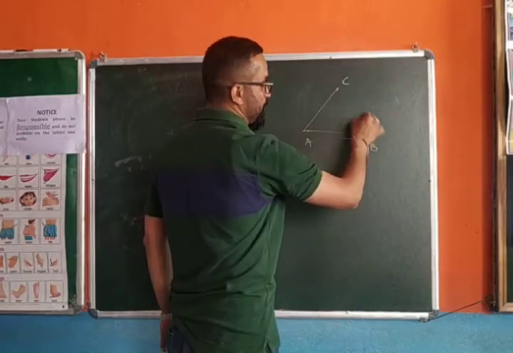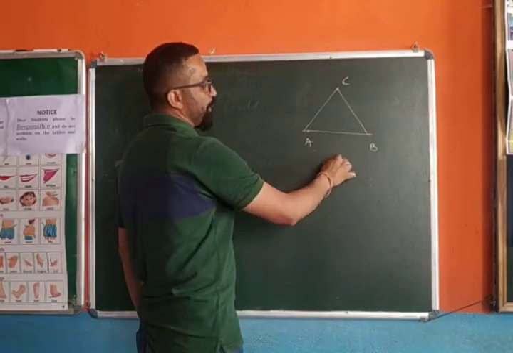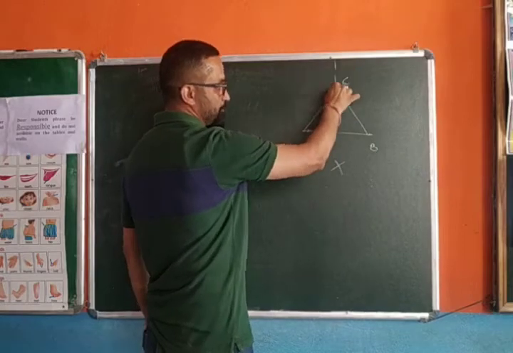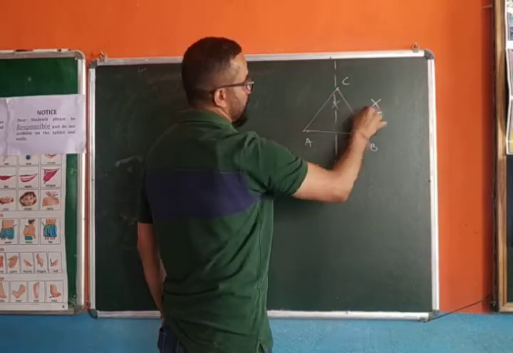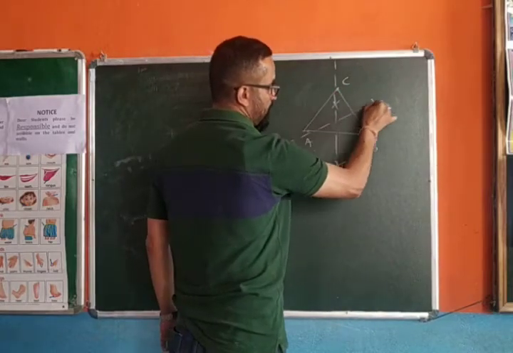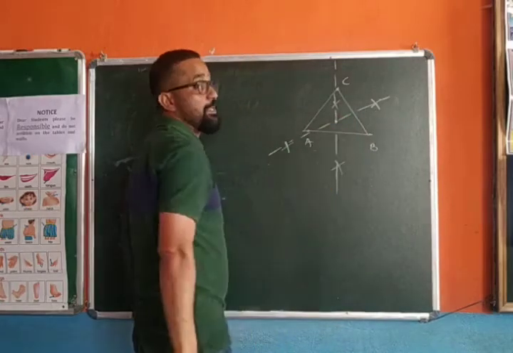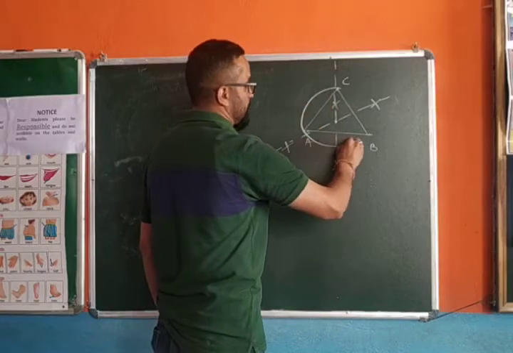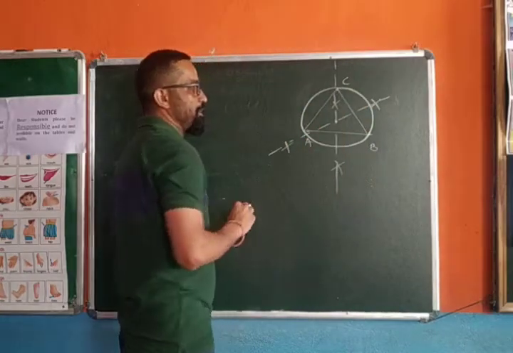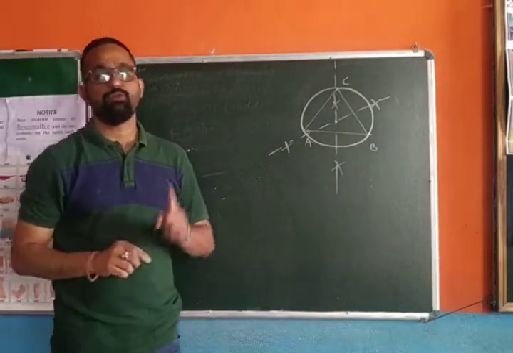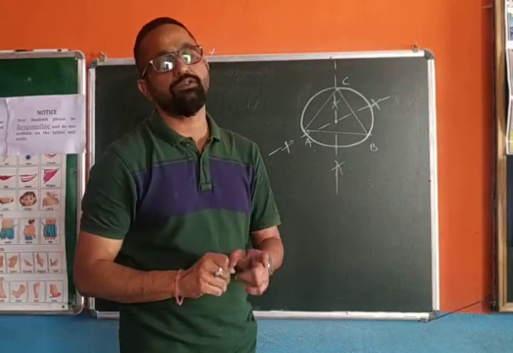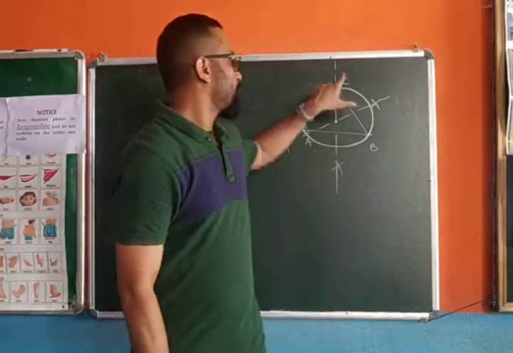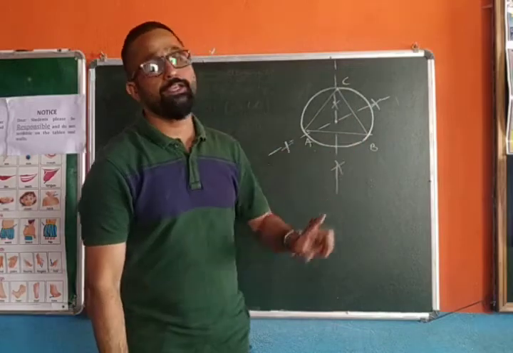So you join, you get a triangle. Draw the perpendicular bisector of this, and the perpendicular bisector of the other one. The intersection is the center of the circle. Then you draw a circle so that it passes through ABC. So remember, one and only one circle can be drawn through three non-collinear points.